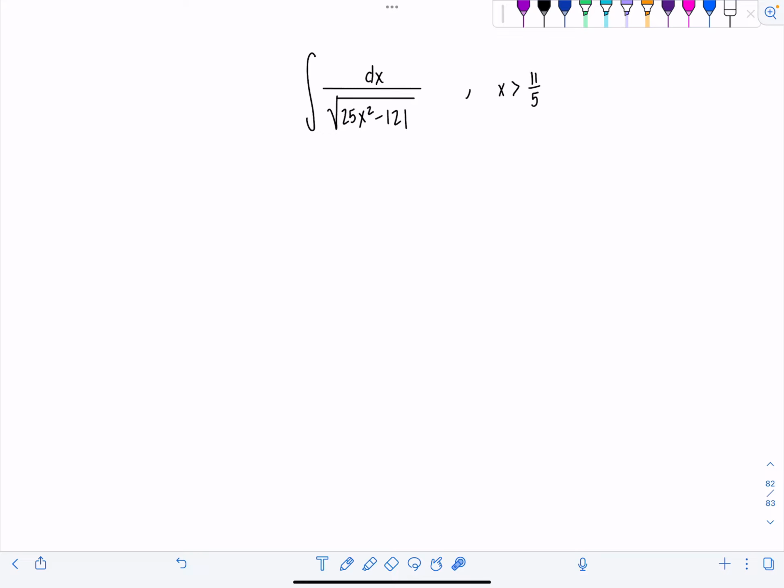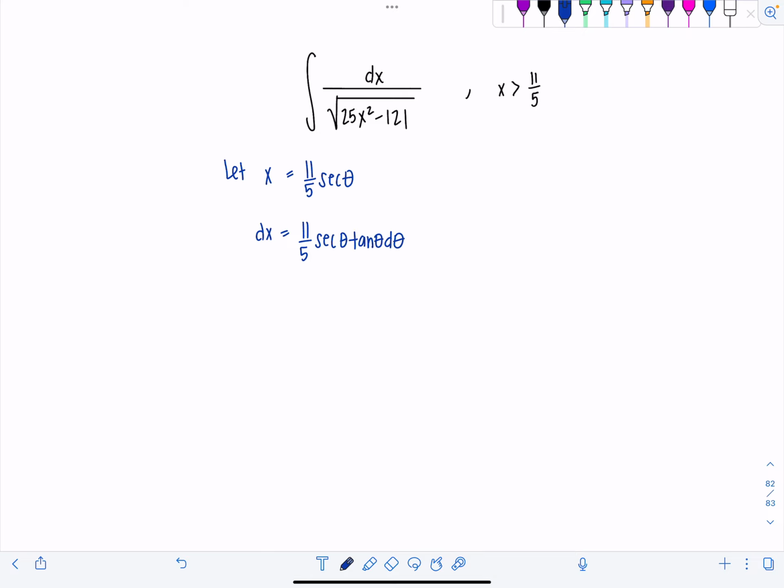You have to identify which of the 3 trig subs is appropriate. Since we have the variable quantity squared minus a constant, it's time to bust out secant. And then you have to be careful because we have a constant in front of the variable, and that needs to be taken into consideration. So we're going to choose x carefully. x has to be 11 over 5 secant theta. And then that means dx will be 11 over 5 secant theta tan theta d theta.